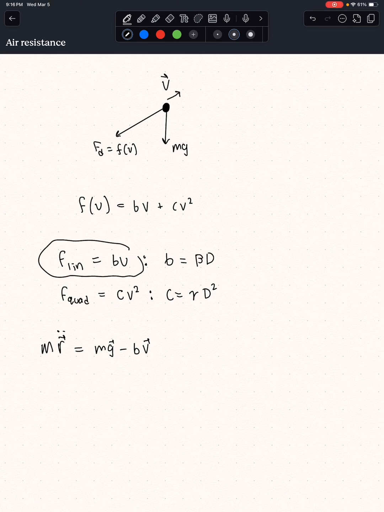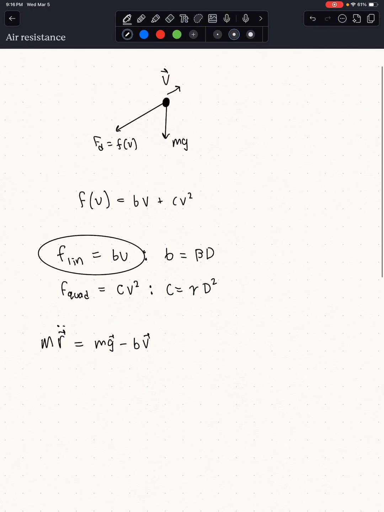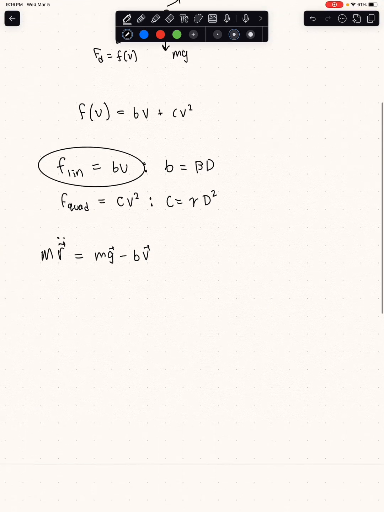This one here, just because it's going to be easier to solve. So it's going to be a good stepping stone towards the full equation that is the linear and the quadratic. Anyways, this is going to be our equation of motion for the object if we're only considering the linear air resistance term. And if you notice, this term doesn't have any r's in it. It's not dependent on position. So we can write this as m v dot equal to mg minus bv.